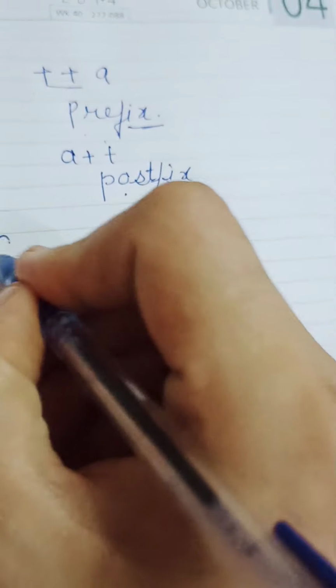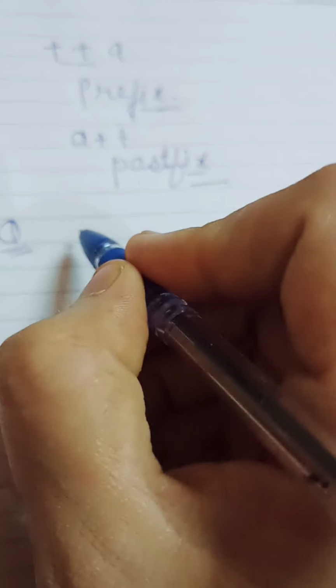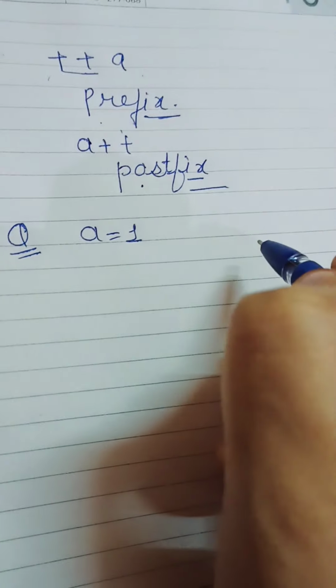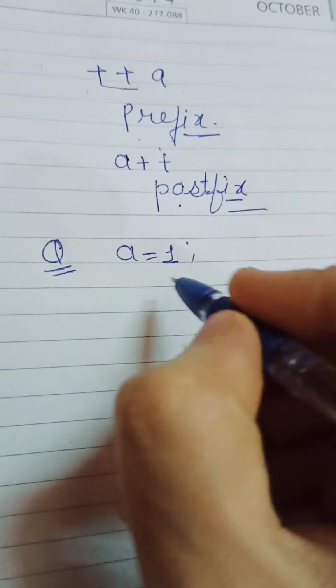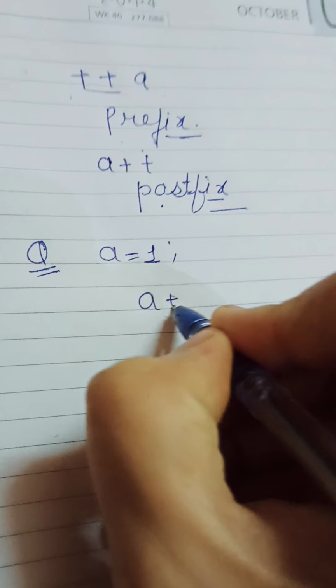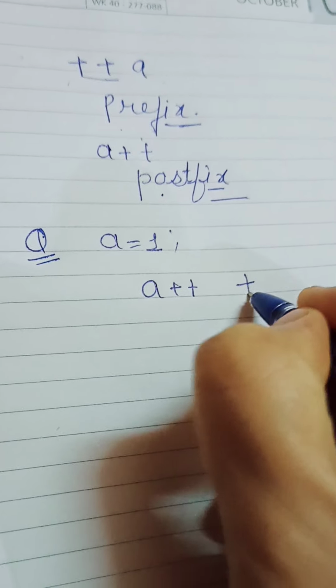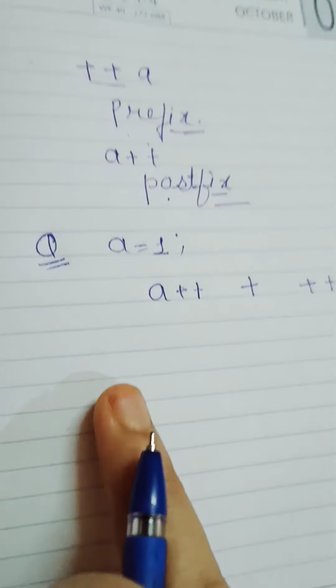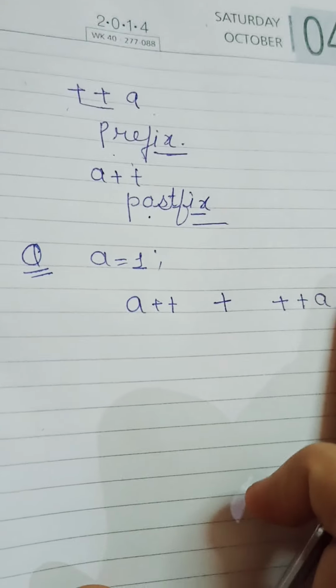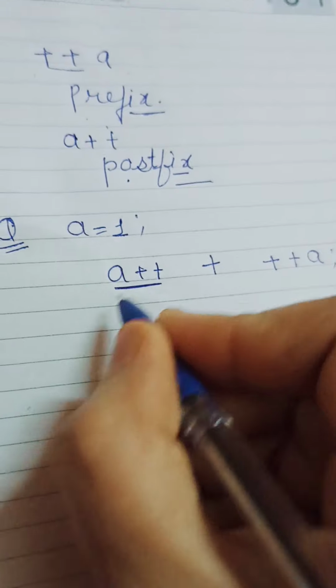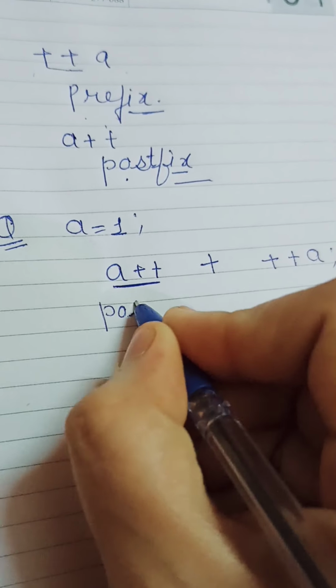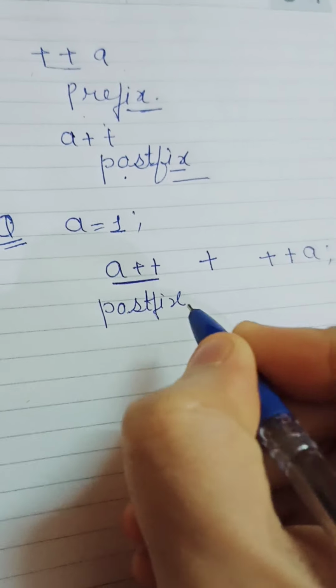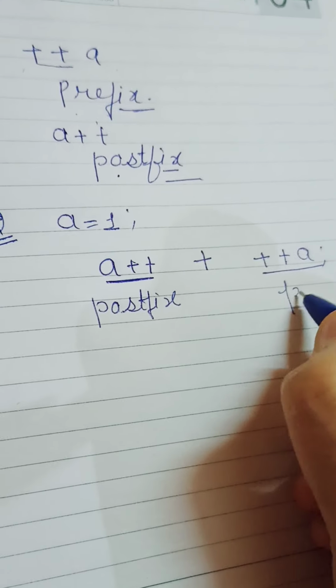Now take an example. Let's suppose I am writing an expression in front of you all. I have given the value of A as 1. Here I have written two statements, A plus plus plus plus plus. Now you tell me what output will come. Let's solve it. This one is postfix, and this one is prefix.